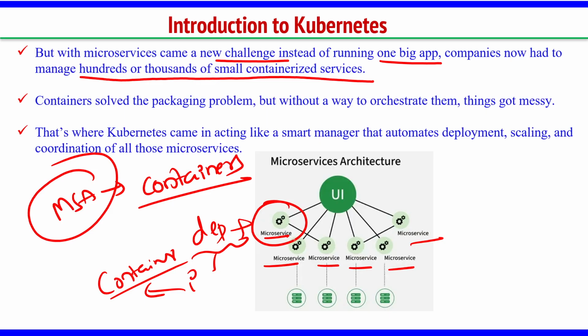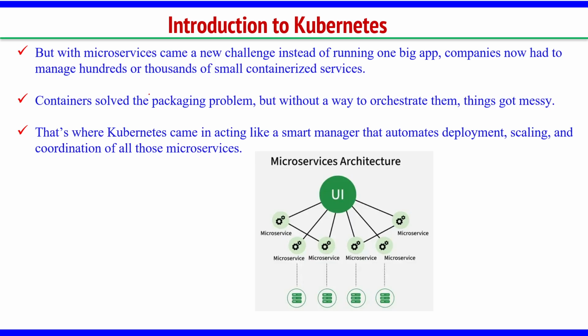Since everybody is now using microservices, in future we will not call someone a front end developer or a back end developer; we will call them a microservice developer, because that will be the ultimate style of designing applications. So an application has hundreds and thousands of services, and so many containers. How do we manage them? Containers solved the packaging problem, but without a way to orchestrate them, things got messy. I have so many containers, C1 to C500, deployed in random order somewhere. How do we manage them?